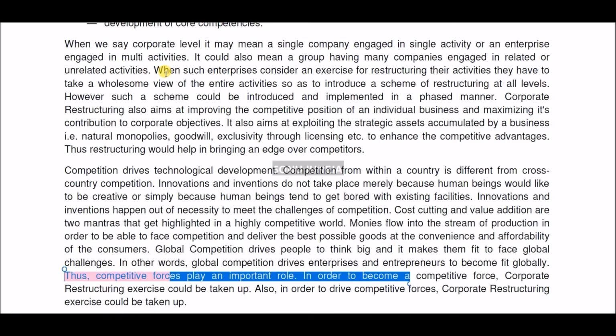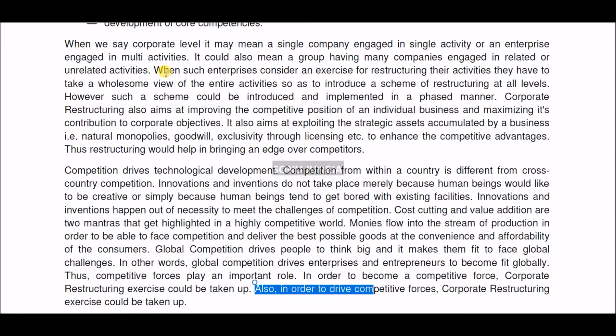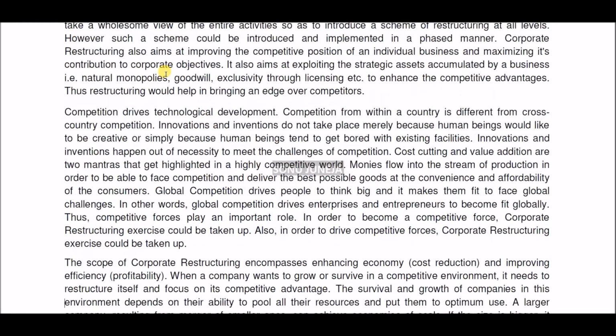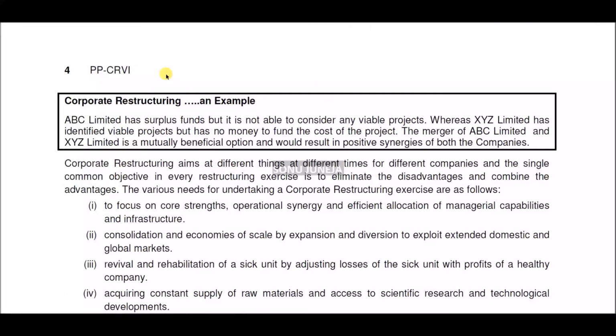In order to become a competitive force, corporate restructuring exercise could be taken up. So ये चैलेंज एक्सेप्ट करने के लिए भी यू कैन यूज दी कॉर्पोरेट रिस्ट्रक्चरिंग. ऑब्वियसली कॉर्पोरेट दो कंपनी एक हो जाए, तीन कंपनी एक हो जाए, इट विल गिव दी एडवांटेज टू ग्रो एट अ बेटर पोजिशन बिकॉज सोर्सेज की अवेलेबिलिटी बहुत हाई हो जाएगी. Also, in order to drive competitive forces, corporate restructuring exercise could be taken up, which is true again.